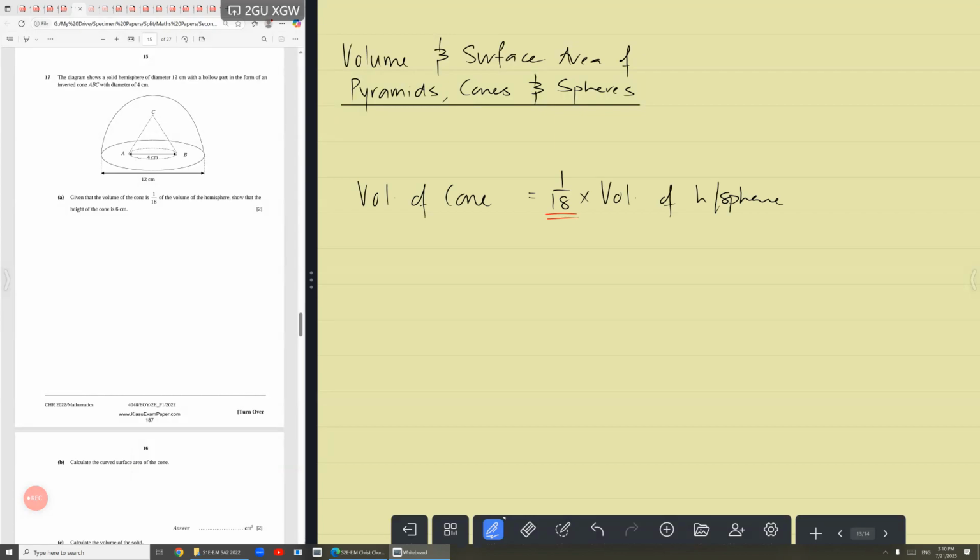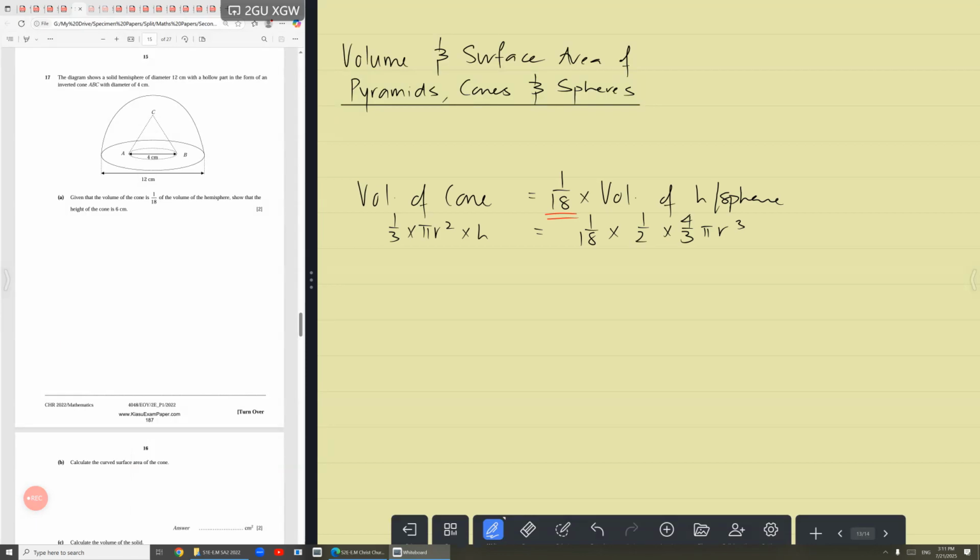Okay, so volume of cone is 1/3 times pi r square times height, and then volume of hemisphere is, in this case, 1 over 18 is the factor, times hemisphere is half of a sphere. So half times 4/3 pi r cube. Okay, so all these are constant. 1 over 18 is constant. Half is because it's a hemisphere. And 4/3 pi r cube is the volume of a sphere.